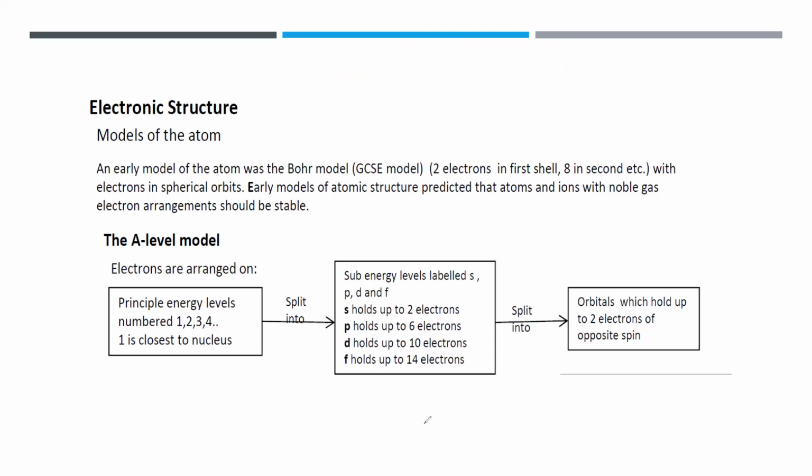So for example, if you want to write the electronic configuration or electronic structure for, say, iron, Fe, which is 56 and 26. So there are 26 protons and 26 electrons, because it's a neutral atom.